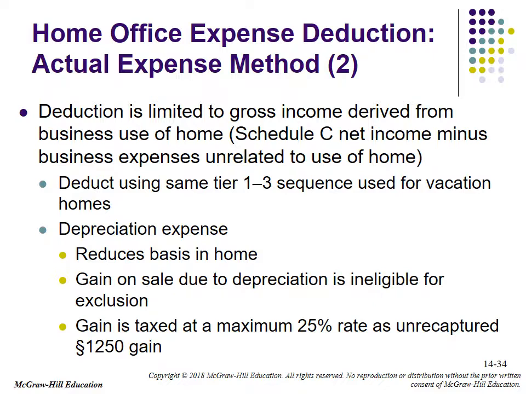So the deduction is, once again, limited to gross income derived from the business use of the home. So Schedule C, net income minus business expenses unrelated to the use of the home. And just like under the rental, when you're personal/rental use, you must deduct them in tiers, just like that. So it would be mortgage interest, real estate taxes, then it would be everything else, then it would be depreciation.